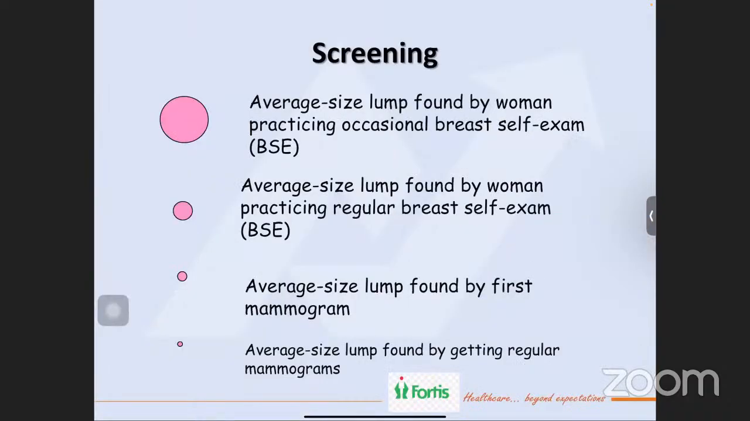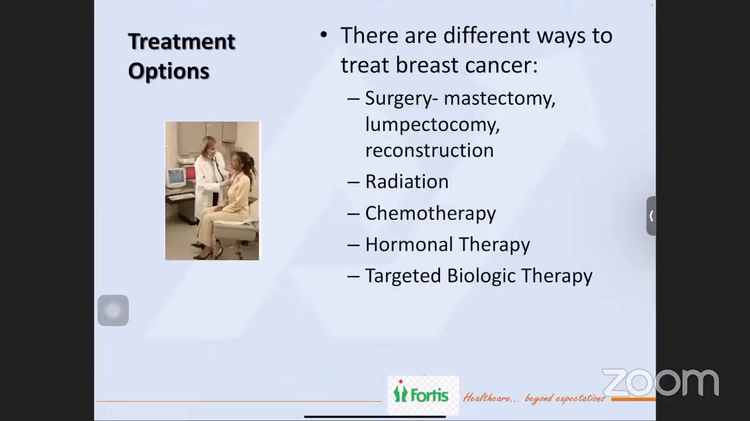An average lump size found by breast self examination is about a centimeter or 1.5 centimeters, and the clinician can detect it at less than a centimeter. With the mammogram, we can detect it very early, at less than half a centimeter. So as we see, the accuracy increases with the type of test. So what are the recommendations? As I told you, every female after the age of 45 should go for breast screening, and that is mammography.